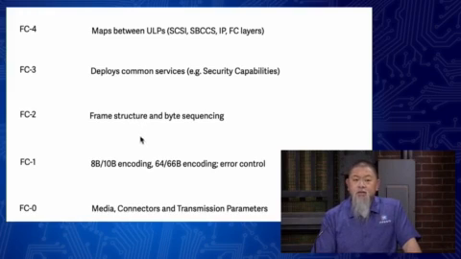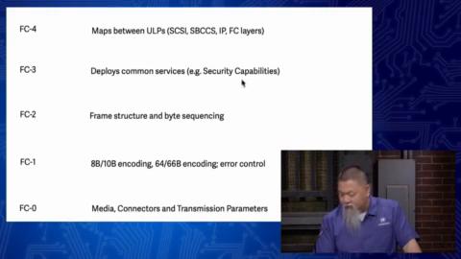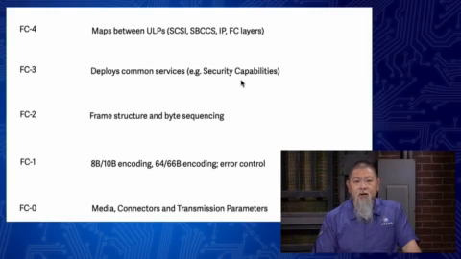Once you get up to FC2, now we begin to structure the frame and sequence all the bytes going across as well. So FC2 is all about frame structuring and byte sequencing across Fibre Channel. Then that prepares it for all the other services that need to be enabled for it to work as well: security capabilities, other services, time distribution services that may be there. All that has to work the way that we need to, and ultimately that helps us when we start communicating with Fibre Channel.